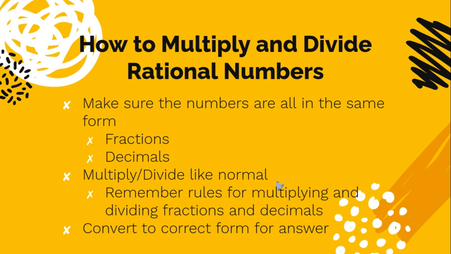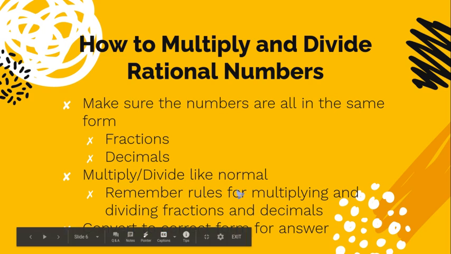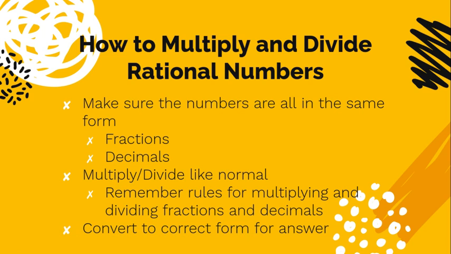So if I would normally multiply 3 times 4, I'm going to multiply 3 times 4 and get 12, okay? Remember, you have certain rules for multiplying and dividing fractions and decimals, so make sure you follow those rules. When we're multiplying fractions, we go across the top and across the bottom. What I multiply on top is going to be my numerator for the answer, and what I multiply on the bottom is going to be my denominator for the answer, okay?